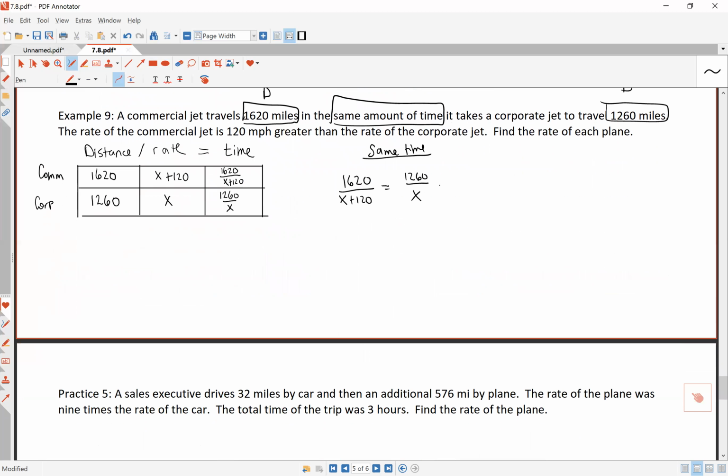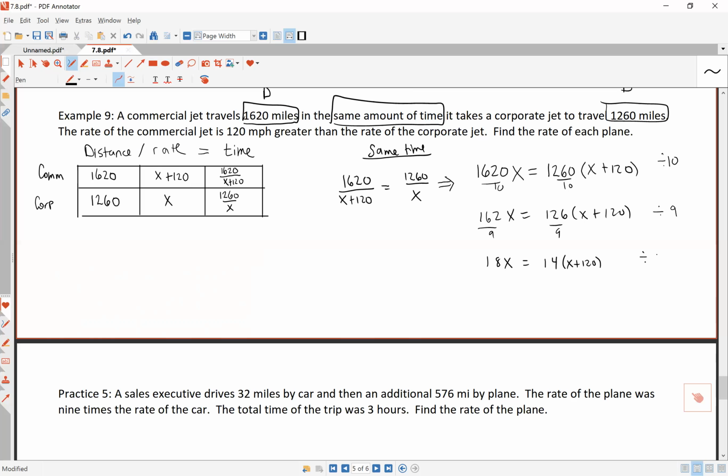We like to solve these by taking the cross products. 1,620 times x equals 1,260 times x plus 120. I'd like to make these numbers smaller before I distribute. So if we divide both sides by 10 right now, we'll get those numbers a little bit smaller, which is 162x equals 126 times x plus 120. I also see that I could divide both sides by 9. That's 18x, and that's 14 times x plus 120. You can divide them again by 2 to make them a little bit smaller. Now I have 9x equals 7 times x plus 120.